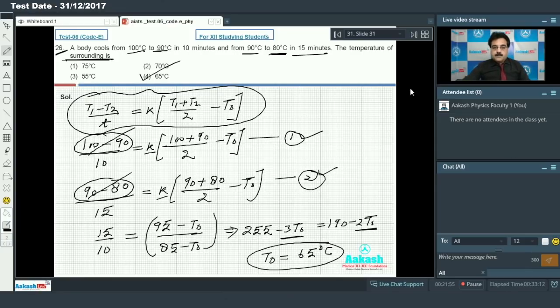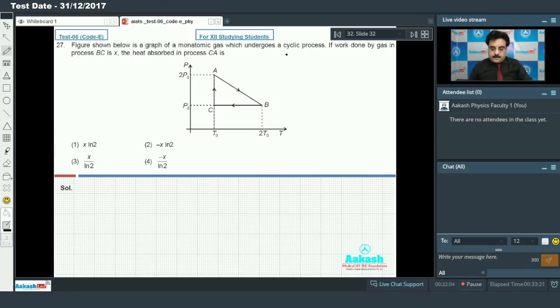So let's move on to question number 27. First I am going to read question number 27. The figure shown below is a graph of a monoatomic gas which undergoes a cyclic process. If the work done by the gas in process BC is X, the heat absorbed in the process CA is.